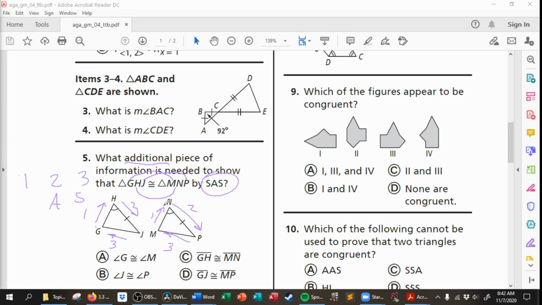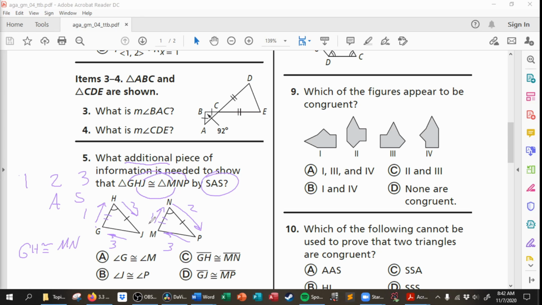So this is telling us we need to know side angle side. Well, that just means that in our first step, we needed to show that these are congruent. So basically what we're saying is we need to say that GH is congruent to MN.